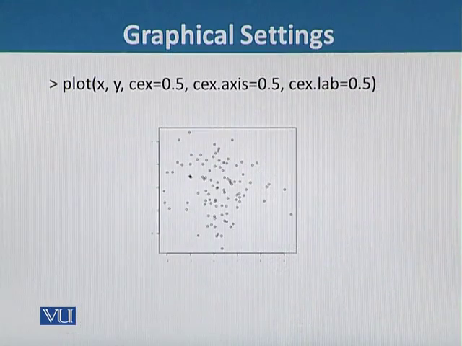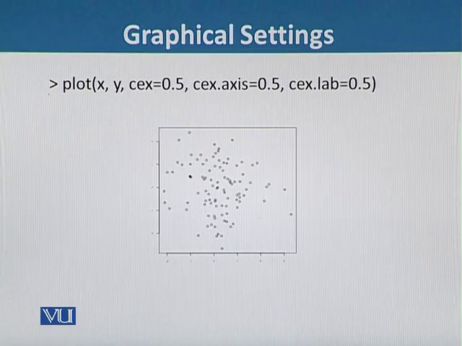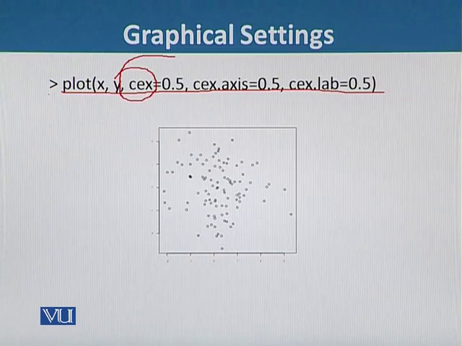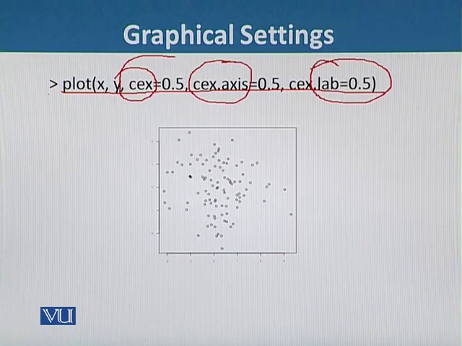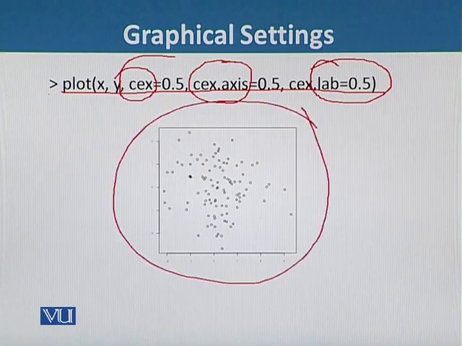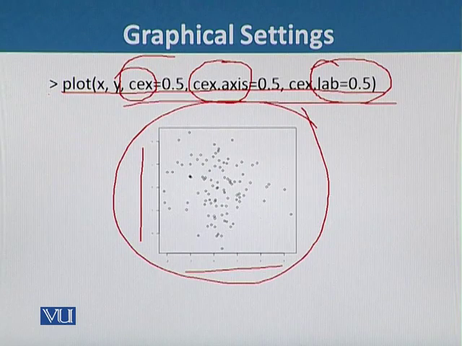So it is very simple to change the axis, the title, or the size and font of the labels. For this we can write the command plot(x, y) and then use the cex arguments: cex.axis, cex.lab, cex.main. We can change the size of the axis and the font of the labels, and after this we will get the plot with different sizes of labels and other parameters that we have mentioned in the command.